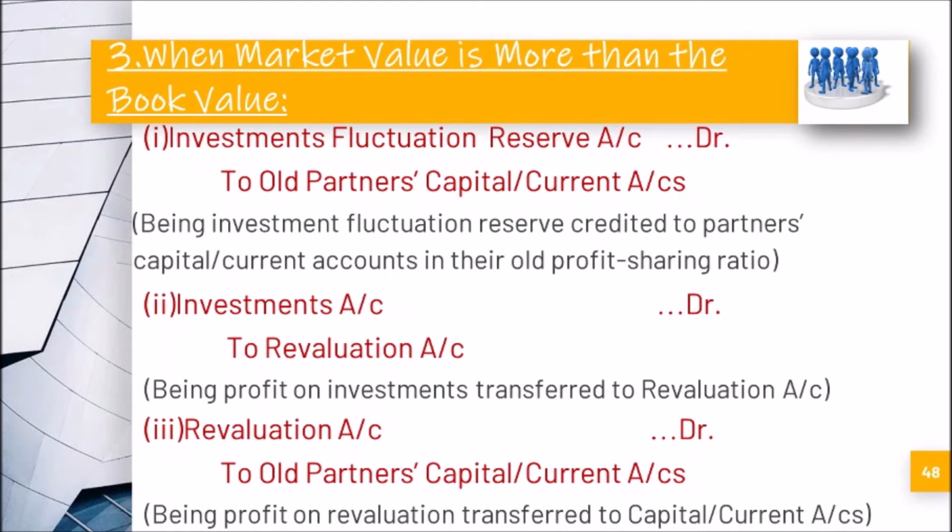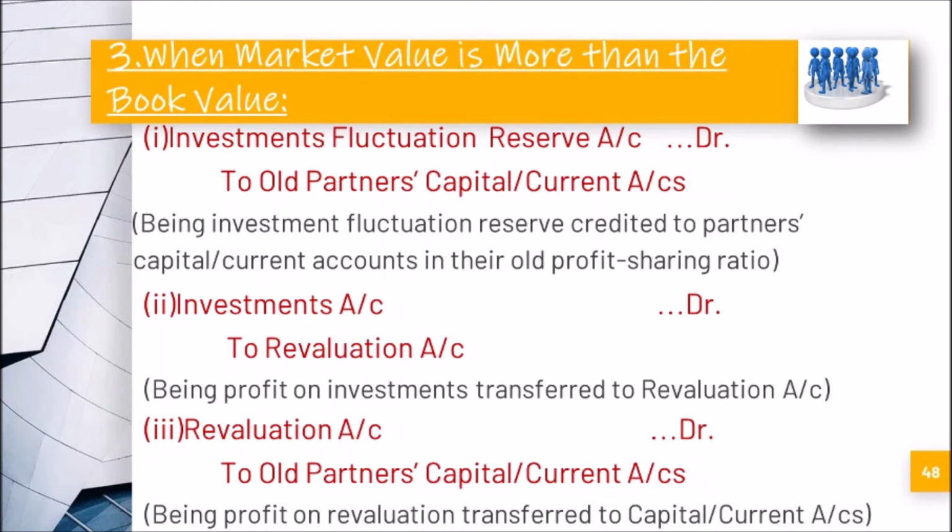Understood? Now you see in the second entry, as the market value is more than the book value, it means you are in profit. Here the investment value will rise, and whenever any asset rises it is debited, so investment account debit to revaluation account. For the temporary period this profit will be kept under revaluation account, being profit on investment transferred to revaluation account.